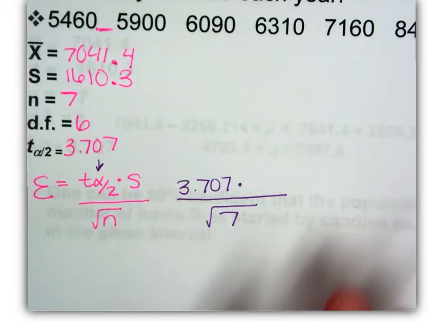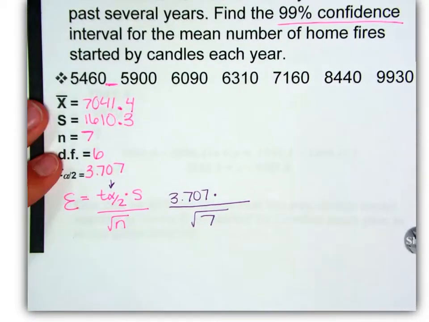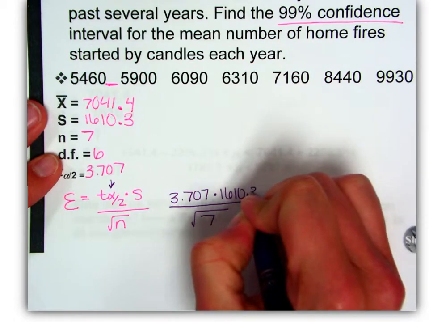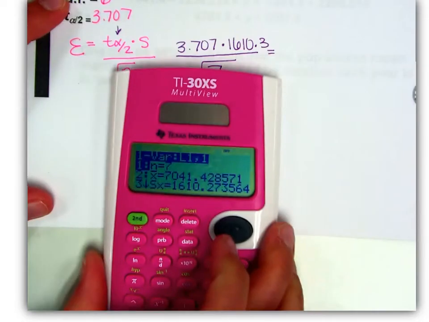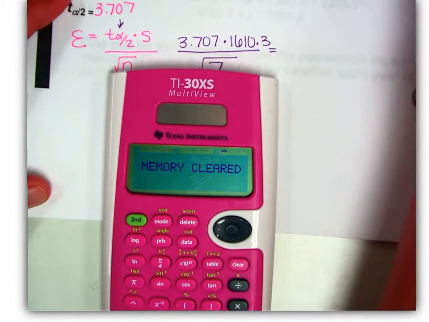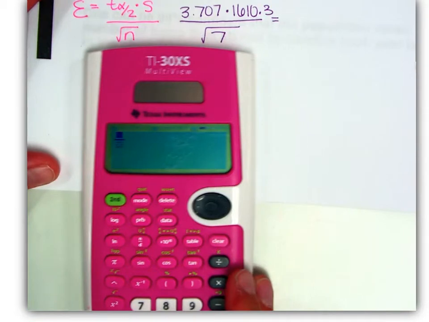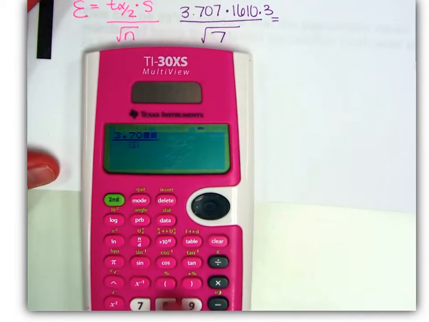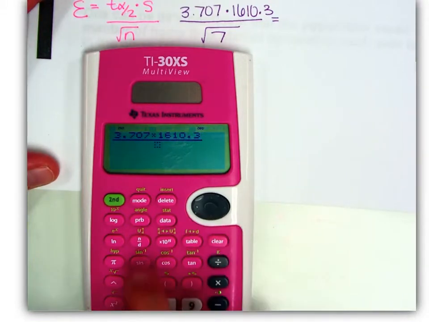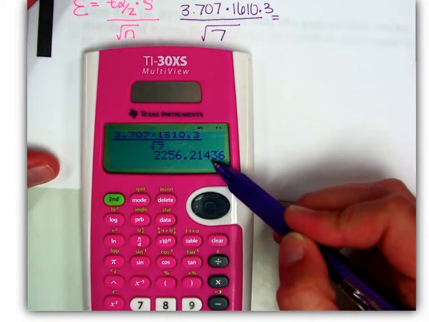Now what I'm going to do is I'm going to plug in my S into the equation. So 1,610.3. I type all that in. You can press on and clear at the same time and it all goes away. And then I'm going to press that N over D button. So 3.707 times 161.3 divided by the square root of 7. Hit enter. This is E, so round to 3 decimal places.